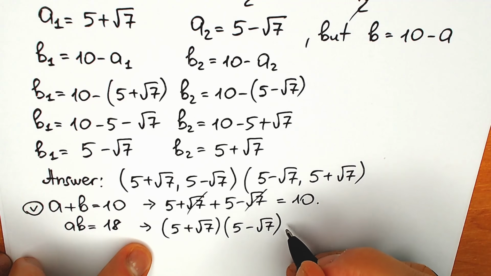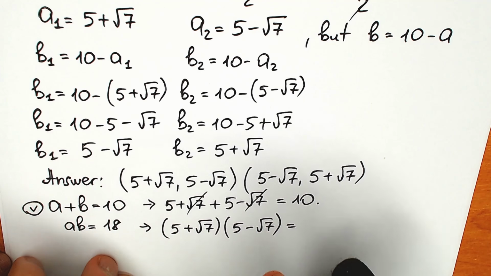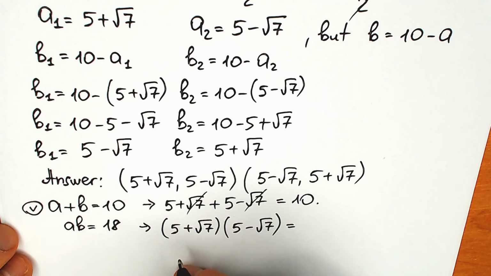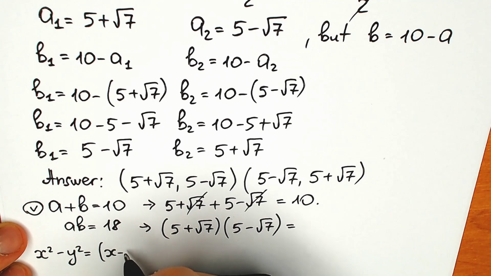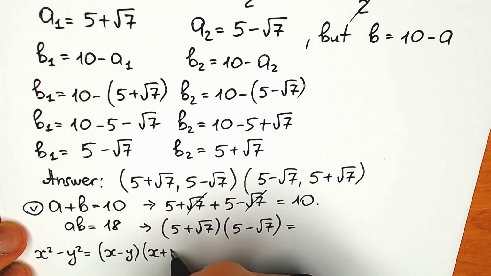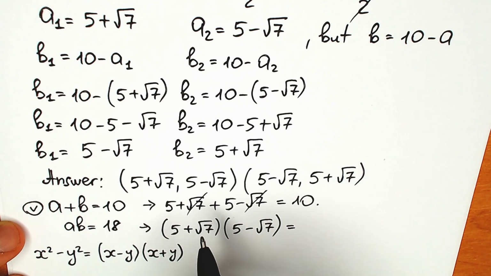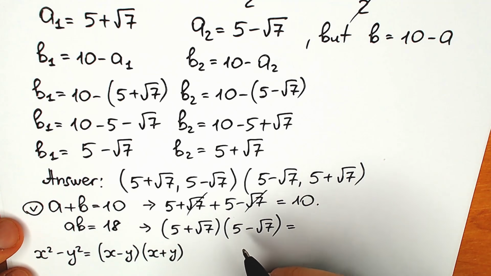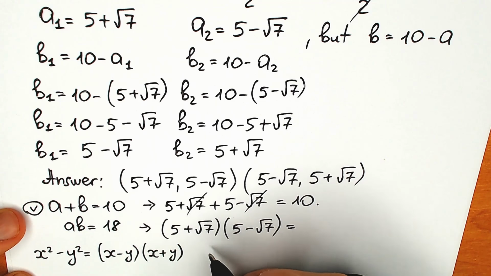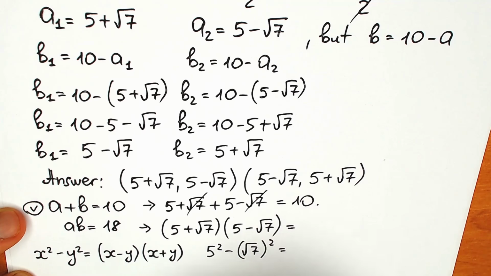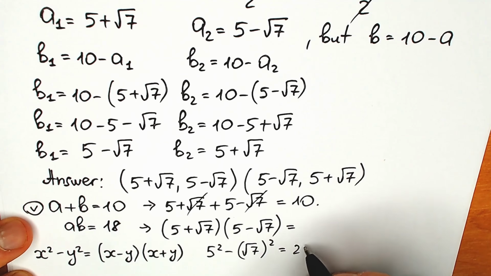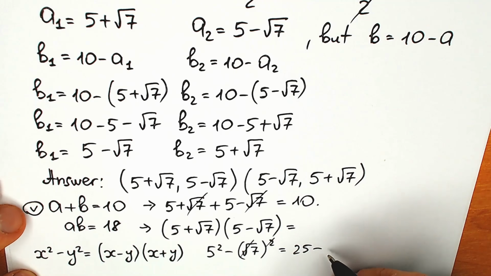As a result, we have a difference of squares. I hope you learned this formula at school. I'm going to write it right here: x squared minus y squared equals x minus y times x plus y. These are x and y, we have x plus y and x minus y. So this is a difference of squares, and we don't need to multiply parentheses by parentheses. We have 5 squared minus square root of 7 squared. From here we have 25 minus, and the square root sign cancels with the square, so we have only 7.